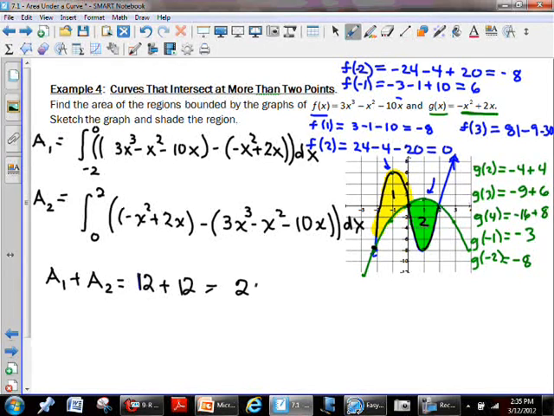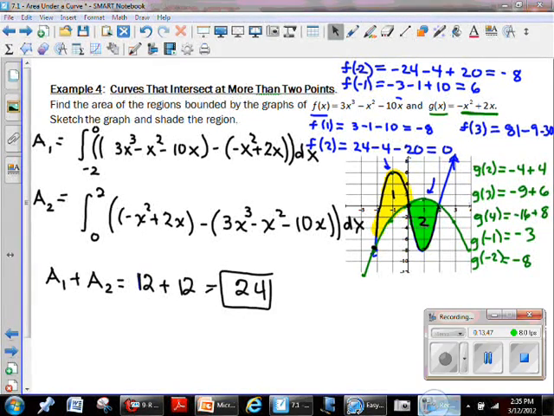Well, there we have it. Add the two 12s together and you found the area between these two curves. Curves that might intersect at more than just the 2 points as the endpoints. Hope this helps, and I'll see you next time.